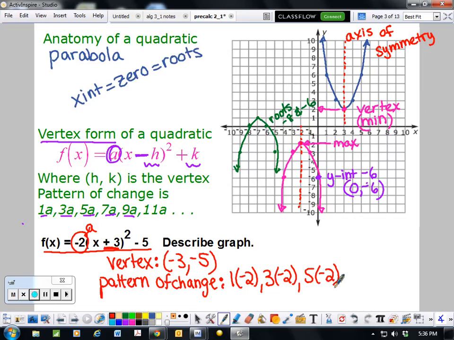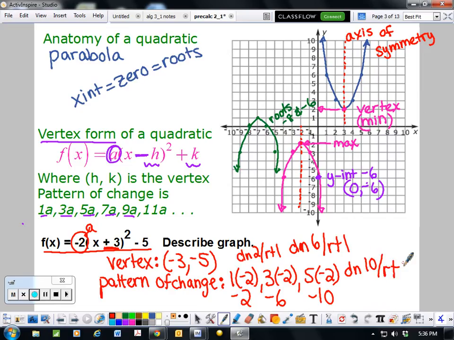Which means that for my pattern of change, because this is negative 2, I'm going to go down 2, right 1. And then because this is negative 6, I'm then going to go down 6, right 1. And then because this is negative 10, I would then go down 10, right 1. I'm going down because it's negative. If it was positive, I'd go up. And actually, it's not just right because of the symmetry, it's actually over, because I'm going to go right 1 and left 1 in both directions. So we'll kind of see how this occurs looking at some sample problems.